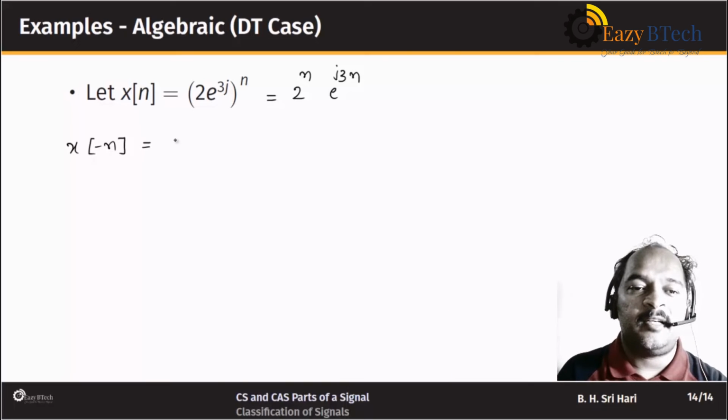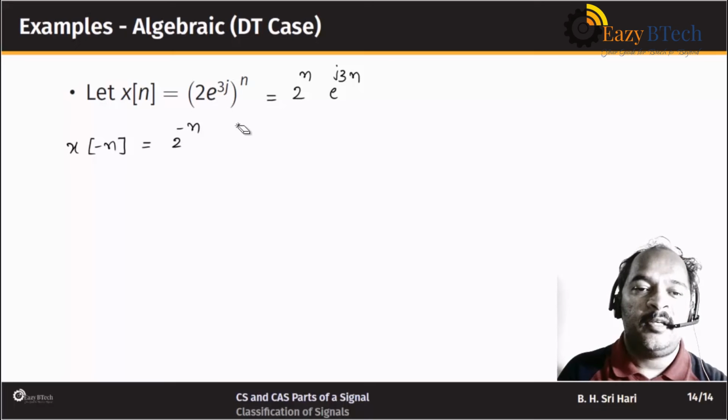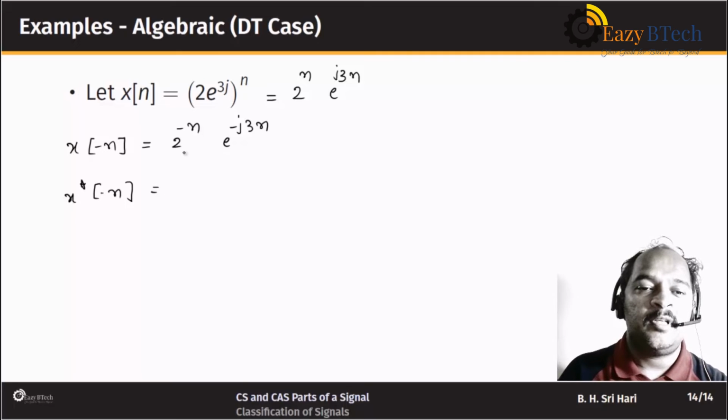First let us write down what x of minus n is. Wherever there is n, we have to replace it with minus n. So we get 2 power minus n multiplied with e power minus j3n. That is the first one, and we want x star of minus n. Taking the conjugation, 2 power minus n remains 2 power minus n itself, but the exponential will become e power j3n.